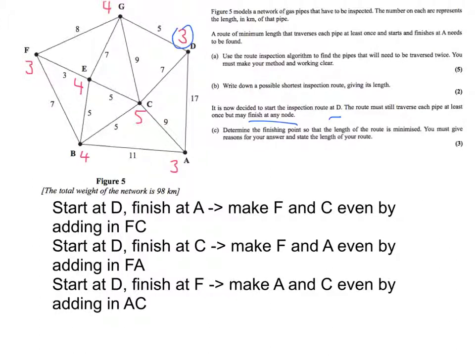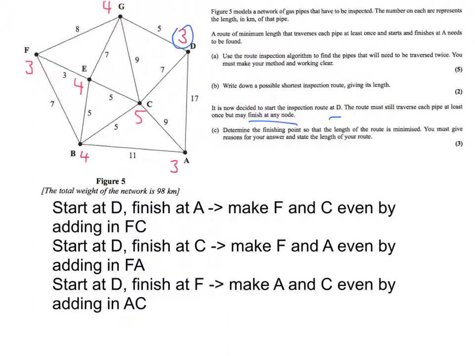I know I'm starting at D, but I've got three options for where I finish. I could either finish at A, C, or F, and all of those will have different implications. For example, if I finish at A, that means that A and D are allowed to be odd nodes. So the ones that I've then got to make even are F and C. Well, I can make those even just by joining them up. So I have to add in the arc FC.